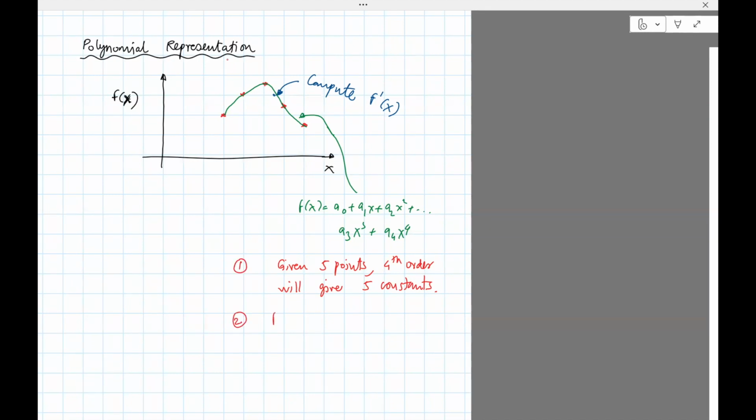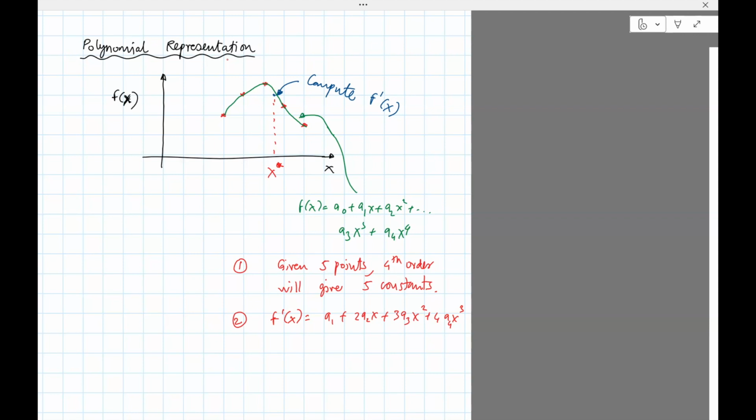Step 2 would be you can then take the derivative of f. So it'll be a1 plus 2a2x plus 3a3x squared plus 4a4x cube. And now once you have the derivative, you can sub in the value for whatever that point is, some x star, and if you put x star, you'll get the value. So that's the motivation behind using a polynomial representation. It just depends on the number of points.